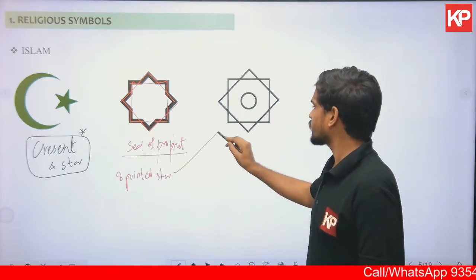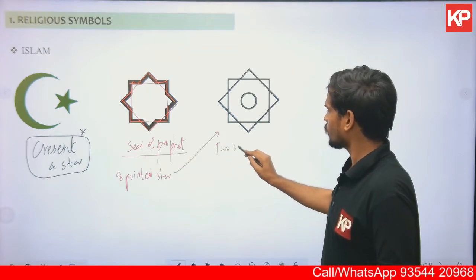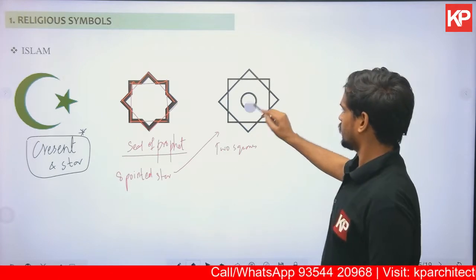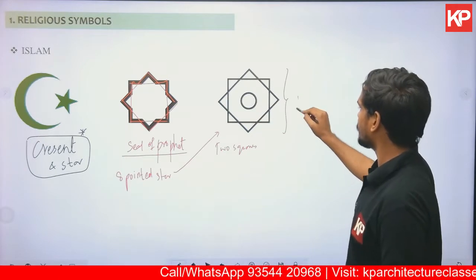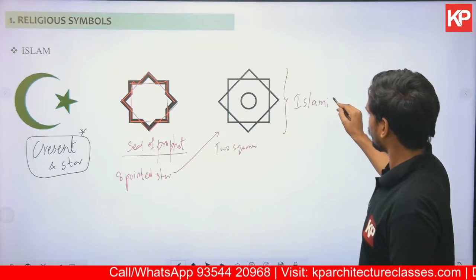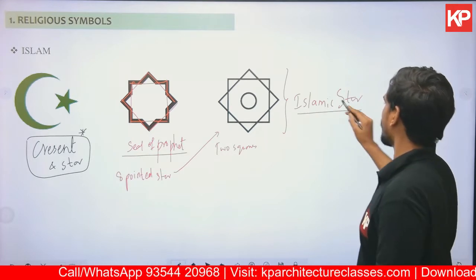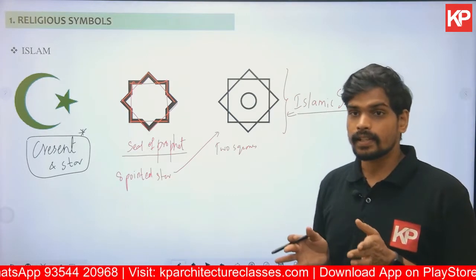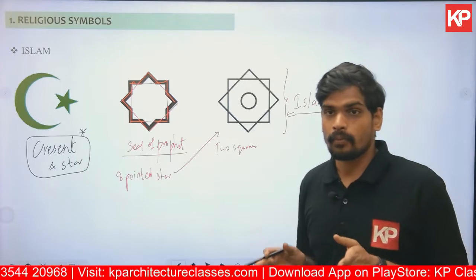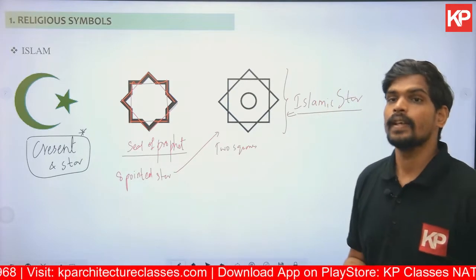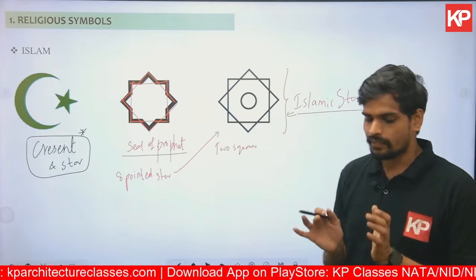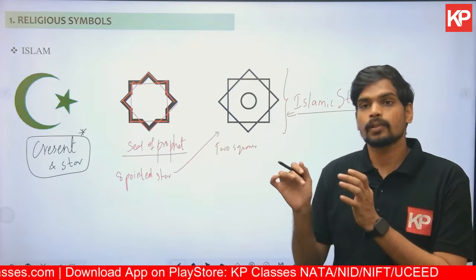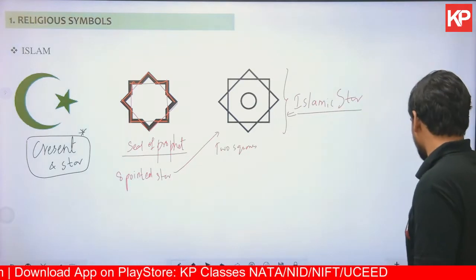A similar 8-pointed star with two squares and a central circle, this particular symbol is referred to as the Islamic star. So the Islamic star is a religious symbol which is created using two rotating squares with an 8-pointed star profile. So these are the important religious symbols of Islam. We have discussed the important religious symbols of Christianity and the important religious symbols of Islam. That is the second category in the first set.